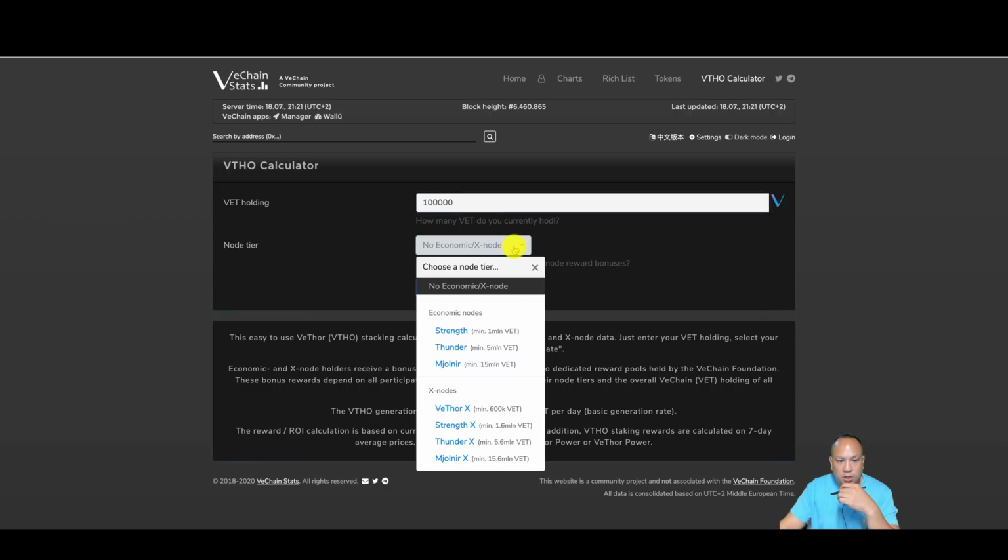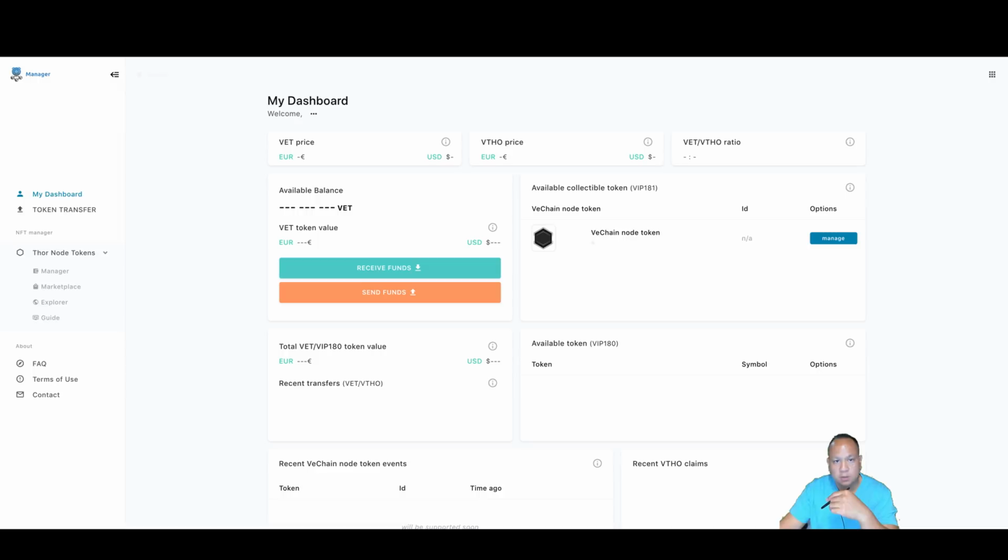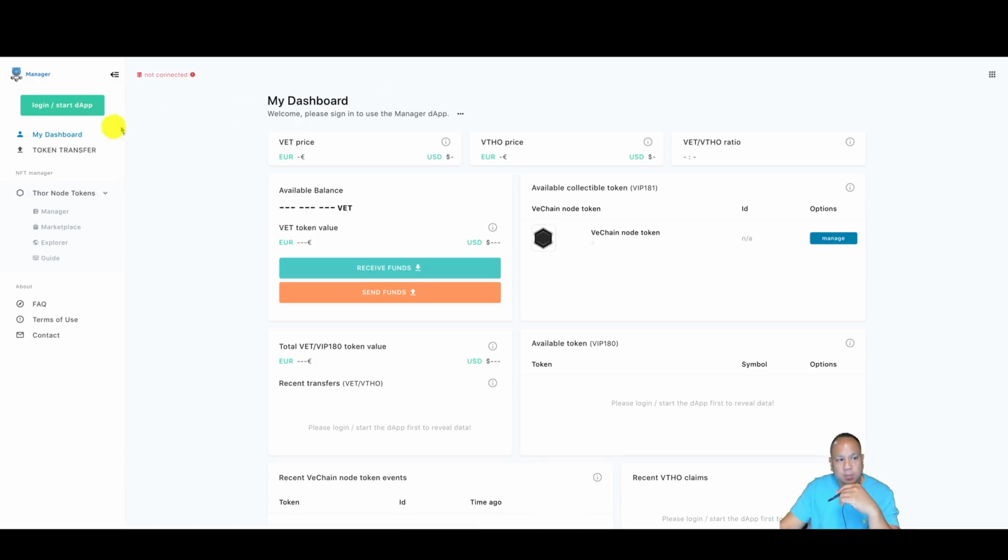Okay, so you come over here. As you can see, we have strength node, thunder node, and majority node. Over here at the bottom, you have the same thing, but they're X nodes. The difference with an X node is you buy X nodes on the marketplace. And if you wanted to buy an X node on the marketplace, all you want to do is make sure that you have Vechain Sync if you're using a ledger, and you come over to this website and you go to Manager. When you click on Manager, it automatically opens up and you have to log in.